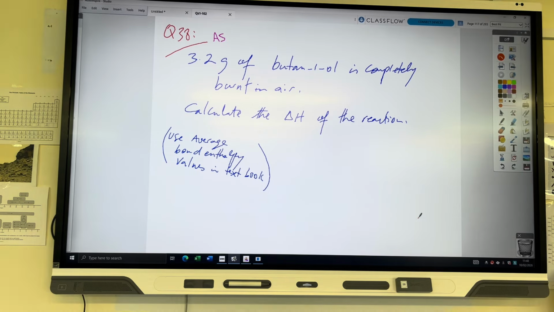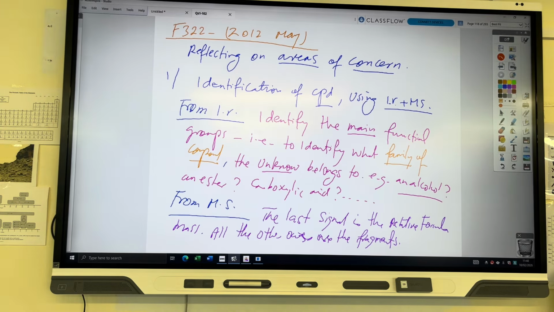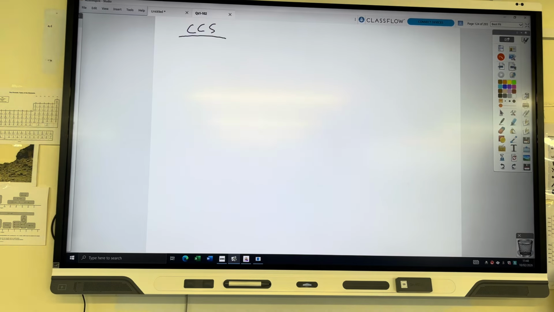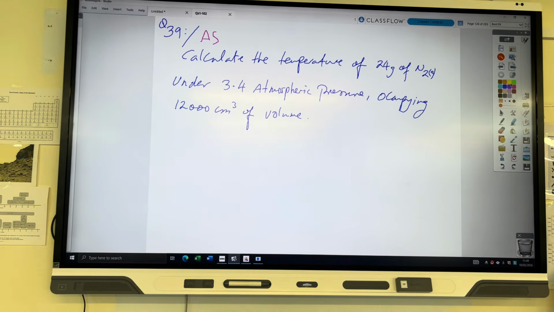Question 38, 3.2 grams of butan-1-ol is completely burnt in air. Calculate the enthalpy of the reaction. Now you have to use average bond enthalpy values in the textbook or whatever reference books that you can find. Forget about this. Let's go straight to question 39.